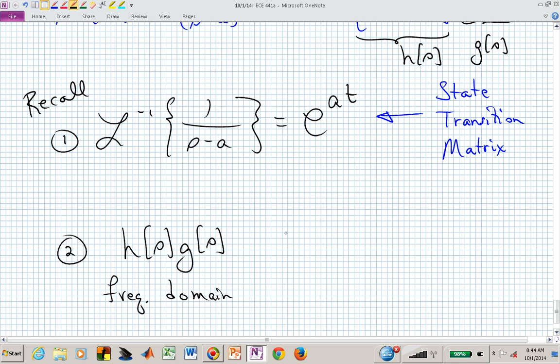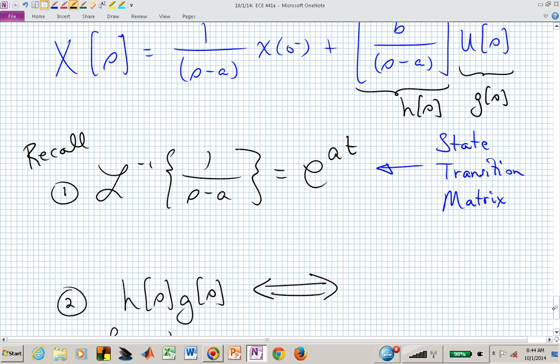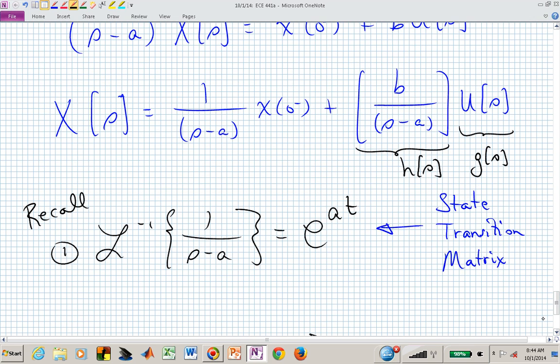This is in the frequency domain. Now, if you needed to have your instructor feel good about what you learned in their class, hint, hint, you now have a product in the frequency domain. What does that correspond to in the time domain? Convolution. Whatever H of s inverse Laplace transforms into, it will be h of t. G of s will be g of t. What's h of t going to be based on what you just told me?